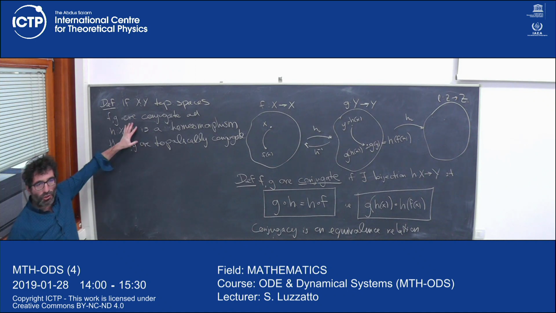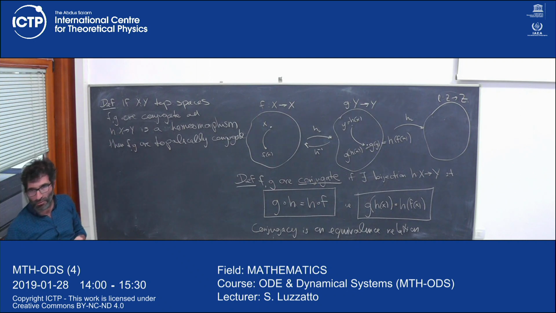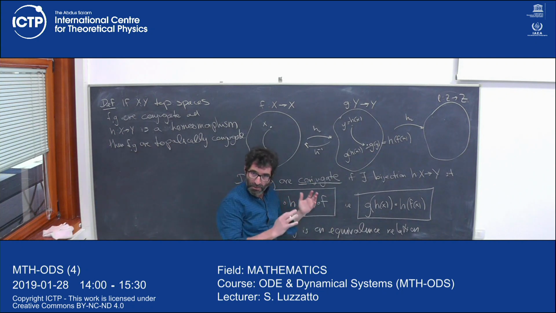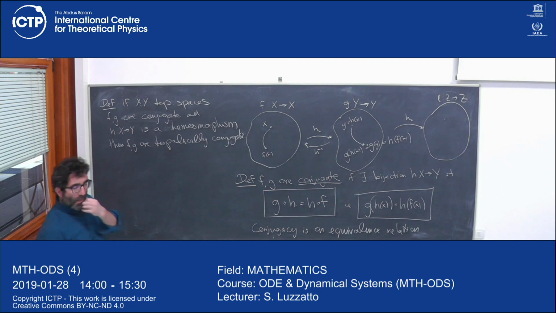So this is a stronger equivalence relation, right? If F and G are topologically conjugate, then they are conjugate. But they may be conjugate, but not topologically conjugate. You see that? Because this bijection might not be continuous, might not be a homeomorphism. We will see some examples of this, but a priori it's not.